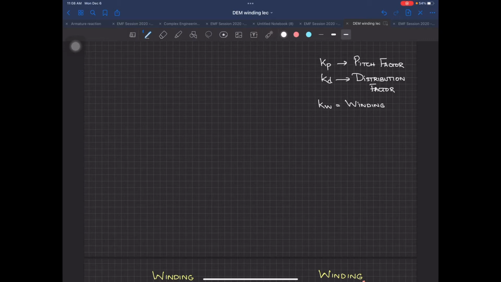And I guess I don't need to tell it because this has been told in the recorded lectures, that this Kp into Kd can never be 1. This can never be 1. The maximum value, if I'm not wrong, is approximately 0.955 for a full pitch winding with some value of G or whatever over here.